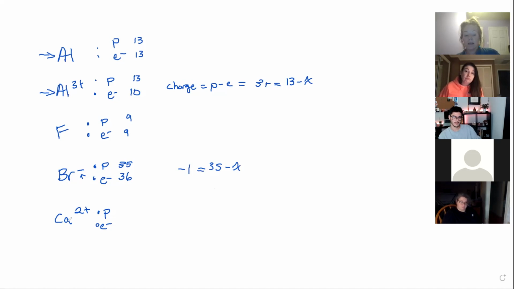Calcium 2+, this is talking about the ion as well. How many protons do we have? 20. How many electrons do we have? Well, a 2+ means I've gotten rid of 2 electrons. So the electron value should be 2 less than whatever my proton value is, or 18. 20 minus the 18 gives me the 2+.